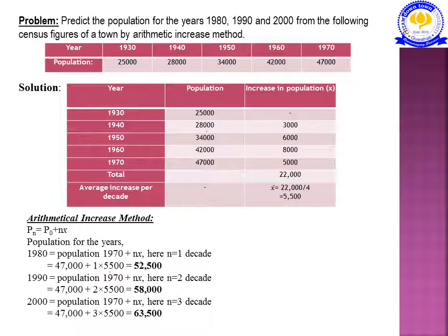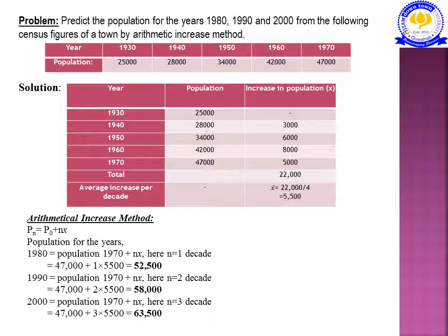What we will do is subtract the population of the previous decade from the next decade. Here we will do 1940 minus 1930. So 28,000 minus 25,000, we get 3,000. Then 34,000 minus 28,000, we get 6,000. Similarly we will subtract all the populations and we will get accordingly 8,000 and 5,000. So we will add up this increase in population. We will get 22,000. Now we have to find the mean, so we will divide it by 4 and we will get 5,500.